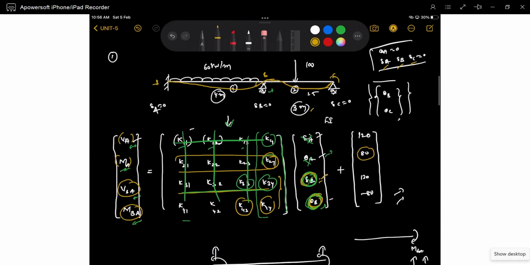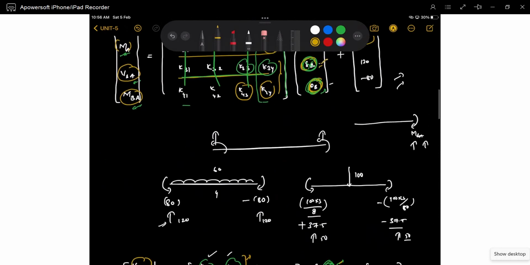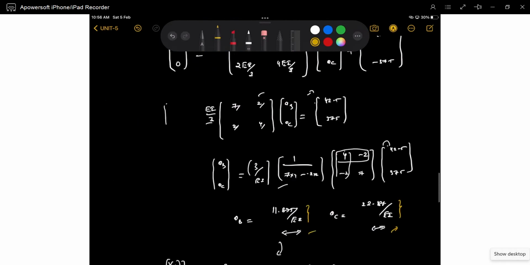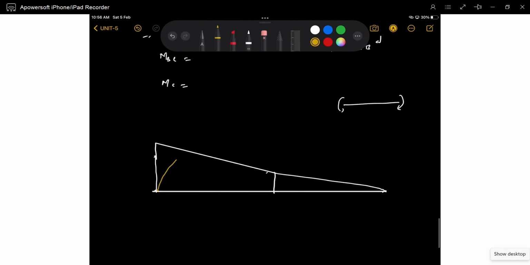WL square by 12 is 80. Maybe something you can find out. So almost time is over. You can find out; you will get it like this. This value is like this. That's it. If you know this value you can write it.